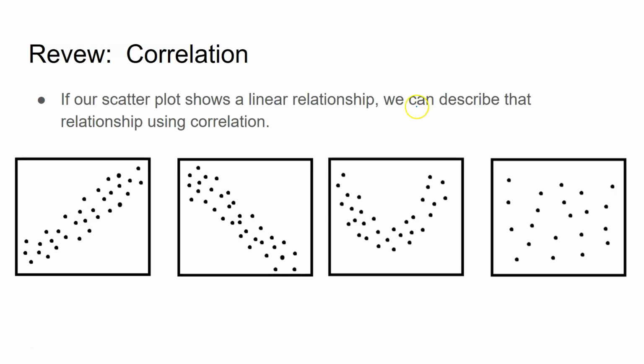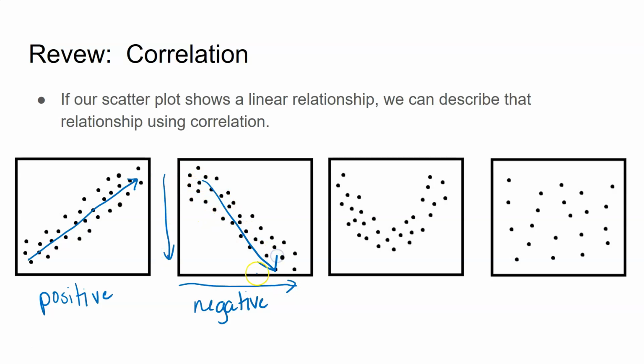If our scatter plot shows a linear relationship, we can describe that relationship using correlation. For this one, this has a positive correlation, because the dots go up from left to right with a positive slope. As one increases, the other also increases. This one has a negative correlation. As the x values increase, the y values decrease. The slope is negative here.